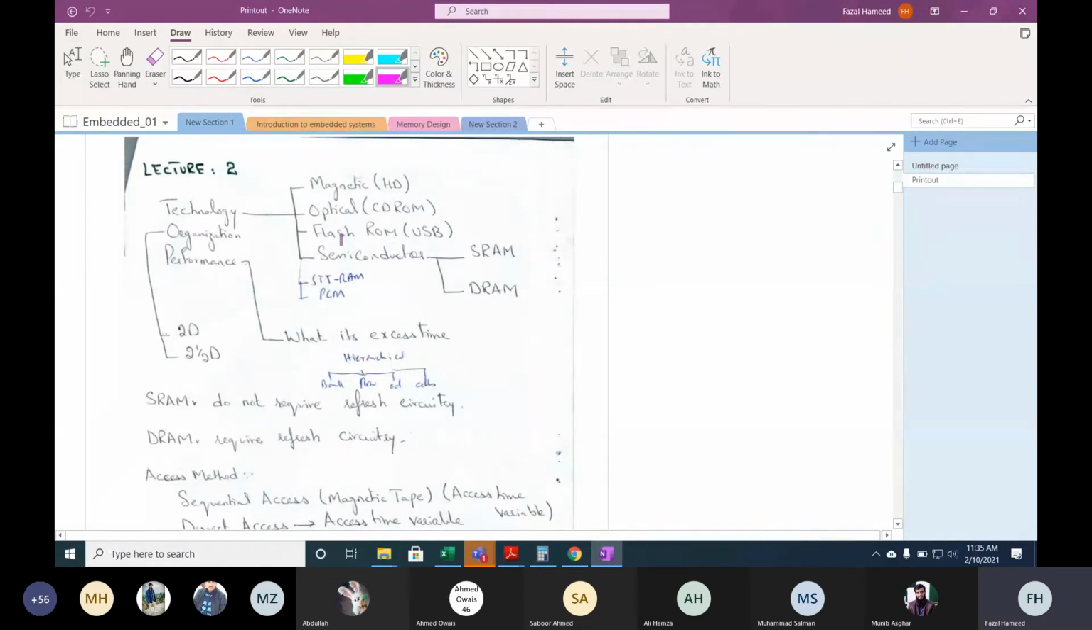So now, how does a memory look like? So memory depends on the technology. ठीक है? What is the technology of memory?